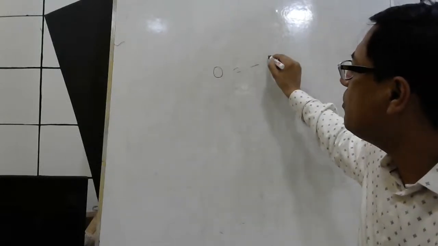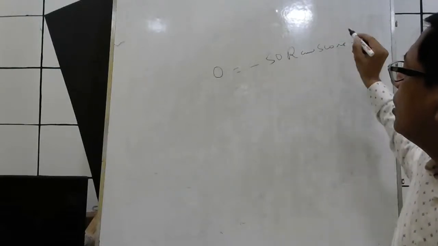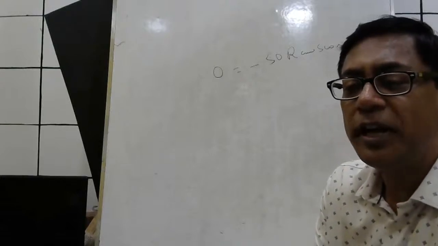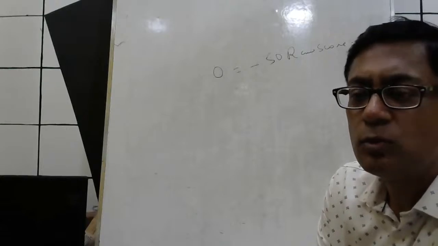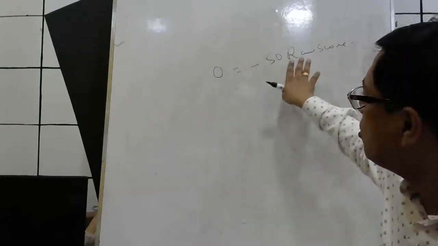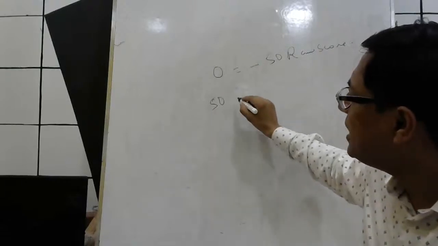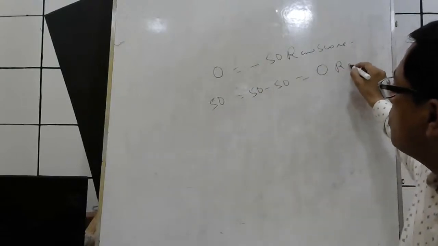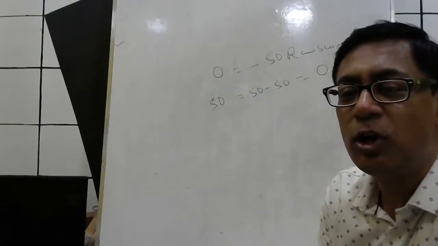So 0 means minus 50 raw score, right? And there is only one way to get minus 50, that you attempt all 50 questions and you get all wrong. So you will get minus 50. So this is your raw score. The next one is 50. Now 50 is 50 minus 50 is equal to 0 raw score. Right. And we all know that there are many ways to get that.